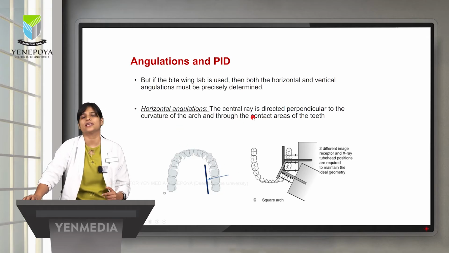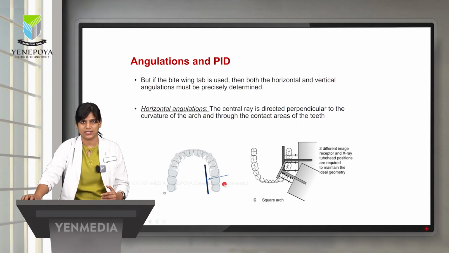In horizontal angulation, the central X-ray is directly perpendicular to the curvature of the arch and goes through the contact areas of the teeth. What do we mean by that? Here you can clearly see the central X-ray is directly perpendicular to the curvature of the arch. The arch curves over here, especially when you are taking a premolar, so the PID should be positioned in such a way that the central X-ray is perpendicular to the arch near the premolar. Whereas if it is the molar, you can clearly see the horizontal angulation changes, and it should run through these contact areas.